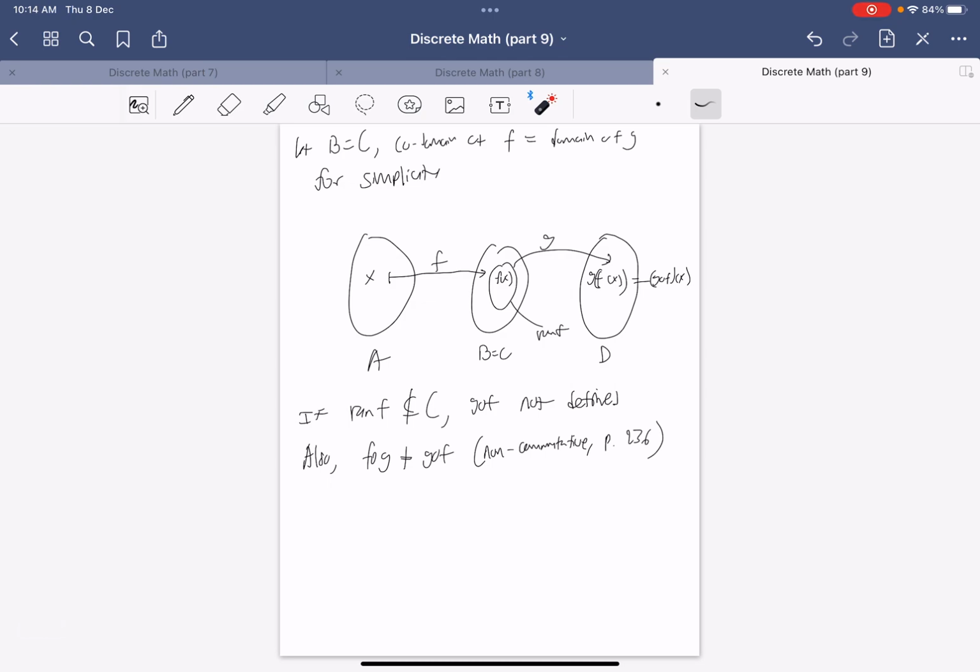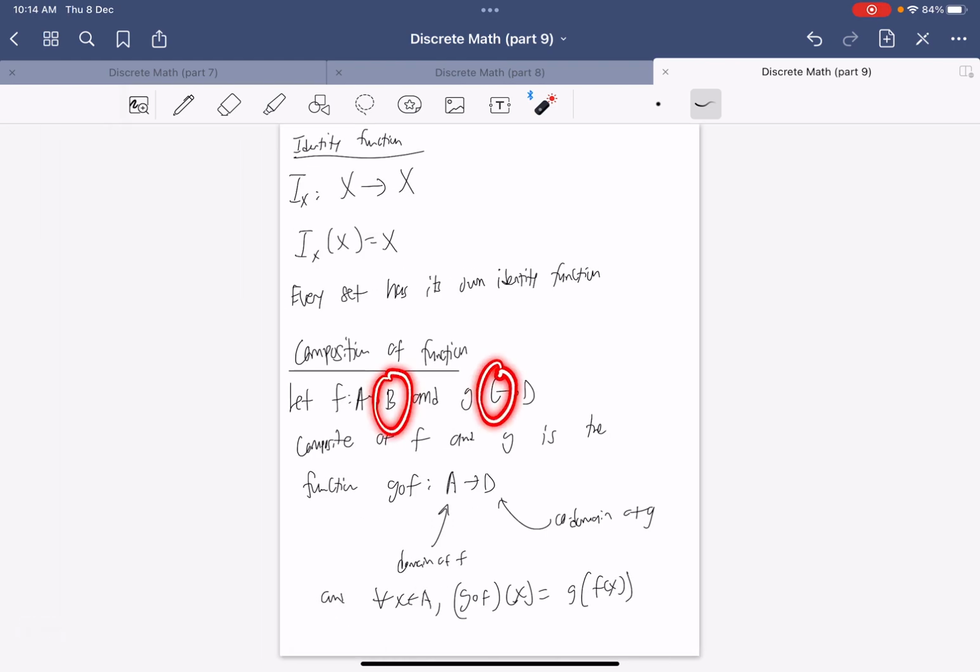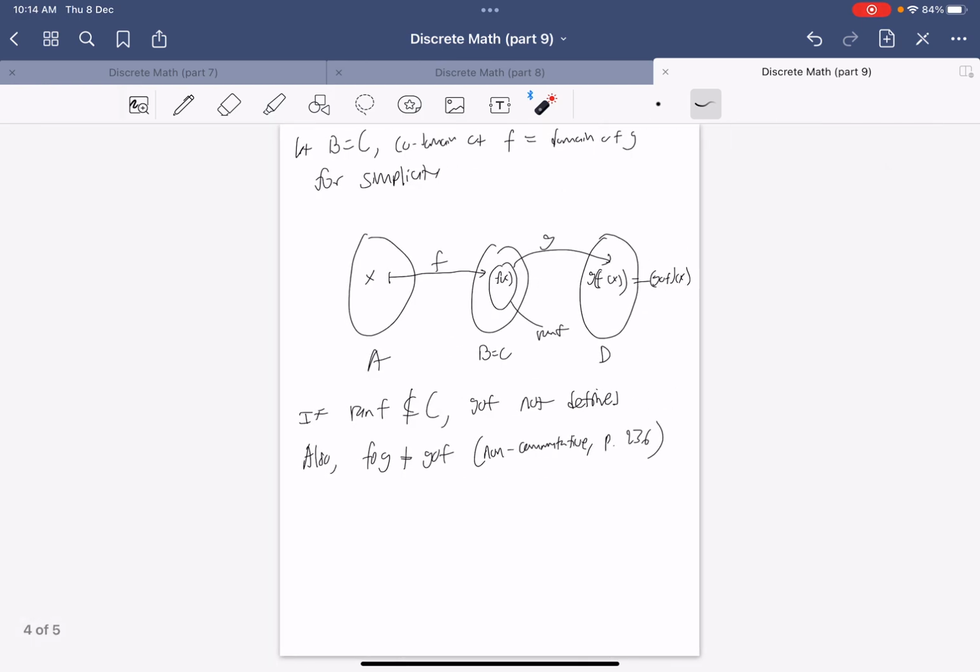So to draw a simpler diagram, you can just let b equal c. If b equals c here, then the range of f, which you already know is a subset of b, equals c, meaning it's a subset of c, so it's defined. So a is this, b or c is this, d is this. So x is sent into this whole domain b, and then g will just send the range of f to a subset of d.